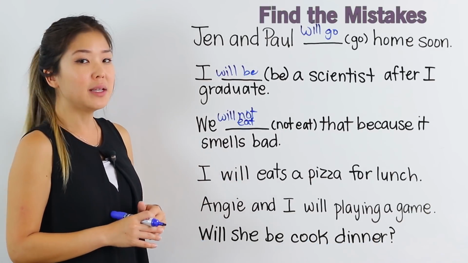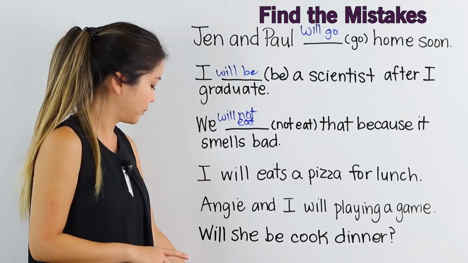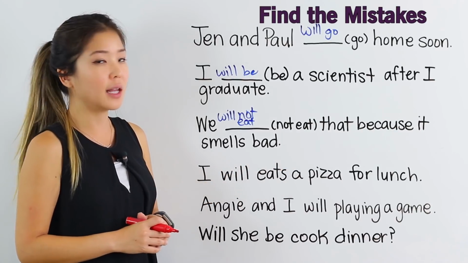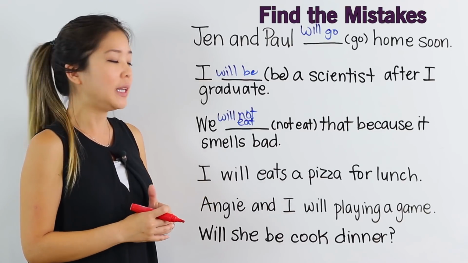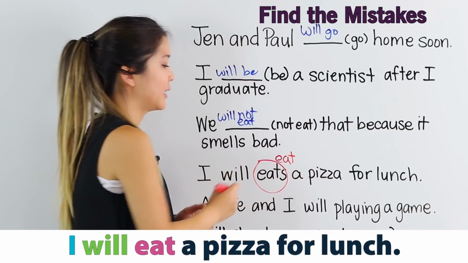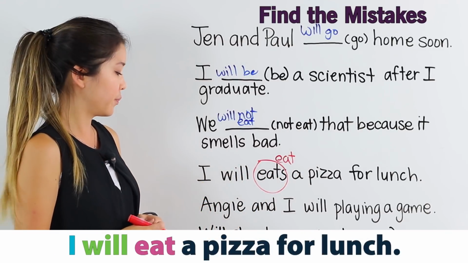Now, look for the mistake in this sentence. I will eat a pizza for lunch. Remember, we need the base form of the verb. I will eat a pizza for lunch.